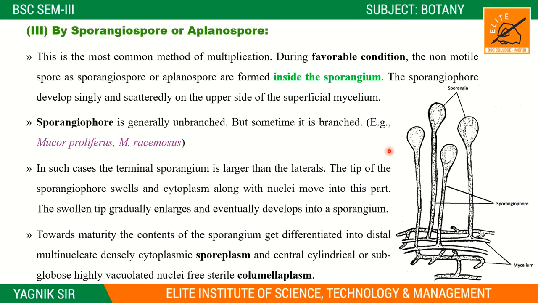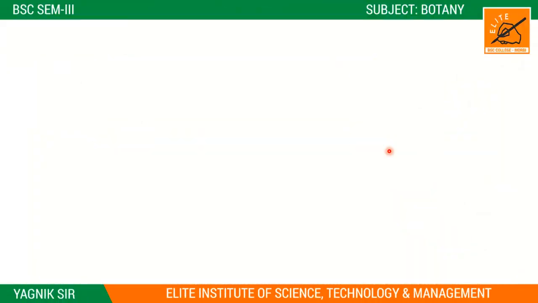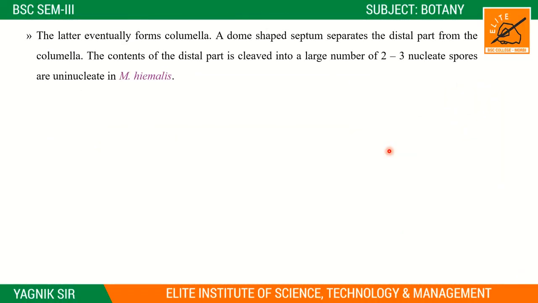Okay, clear? All of this is about the sporangiophore. Now it has some characteristics. So the lateral part eventually forms the columella. The central part is the columella, that means a column-like structure, right? And this structure is dome-shaped and separates the distal part and forms the columella. The dome shape forms so that the part below gets separated.